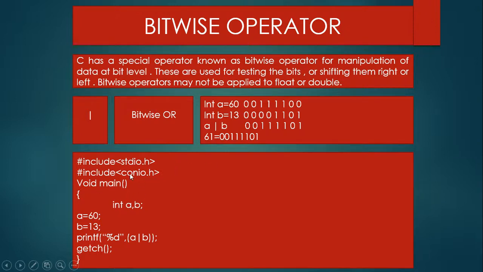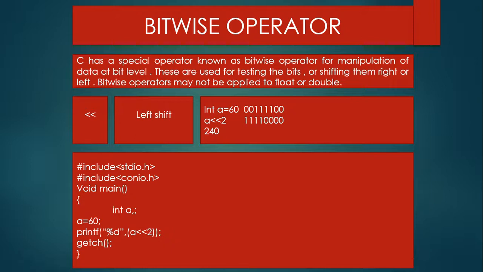When you practically implement this example, simply I write here: #include <stdio.h>, #include <conio.h>, void main, opening curly brace, int a, b, two variables declared here, and assign the value 60 to a and 13 to b, and the printf function, bracket, double quote, percentage d, double quote, comma, in the bracket, a bitwise OR b, bracket close, and function bracket close, and then semicolon. This will produce the result as 61.